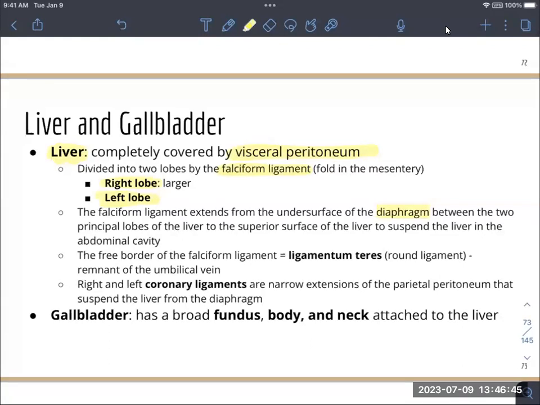There's a free border on that falciform ligament that's known as the ligamentum teres. This is actually a remnant of the umbilical vein. So we still have this to this day. We have coronary ligaments, the right and the left, that also help to hold that liver to the diaphragm. Then that gallbladder is attached to the liver. The gallbladder has a fundus, a body, and a neck.